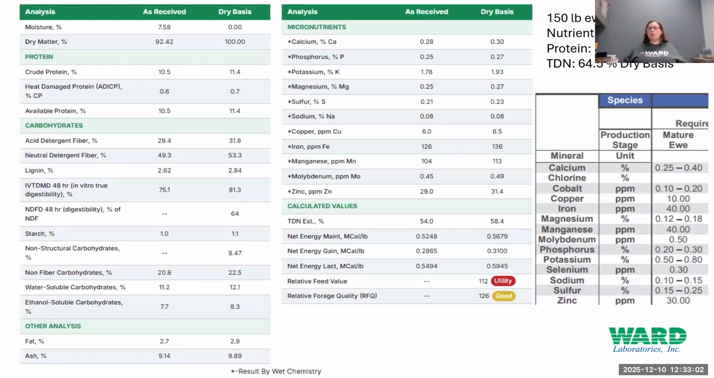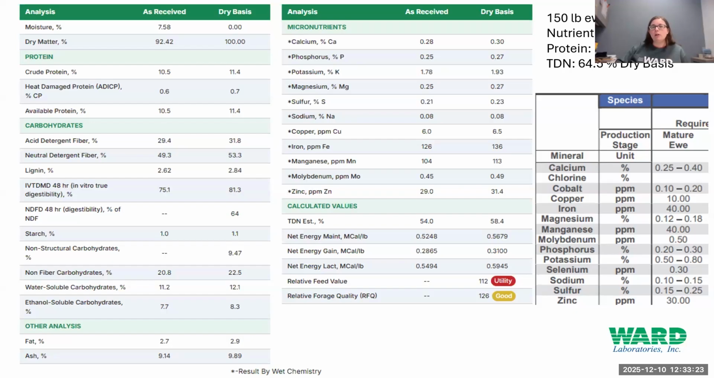But yeah, okay, so we've gone through all these different parameters, right? Think about all those slides I just shared with you, and all that probably seems like too much information. So here's our forage report. The first thing we're going to look at is the moisture. This moisture was at 7.58.